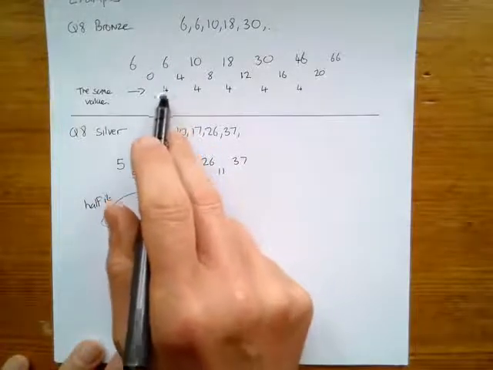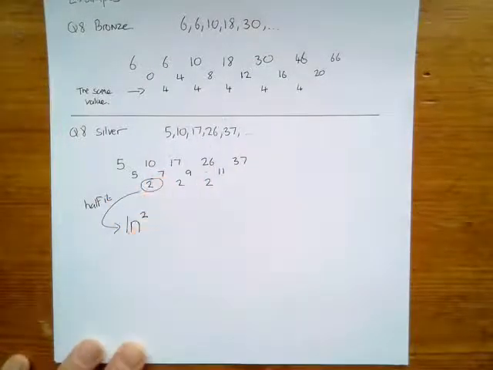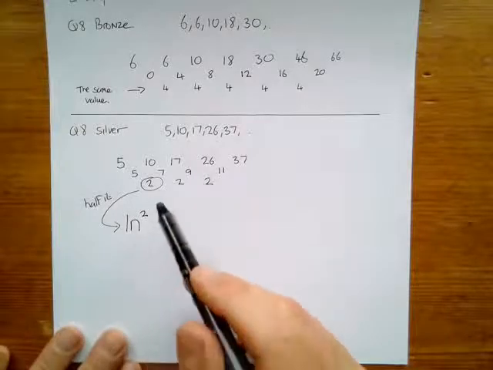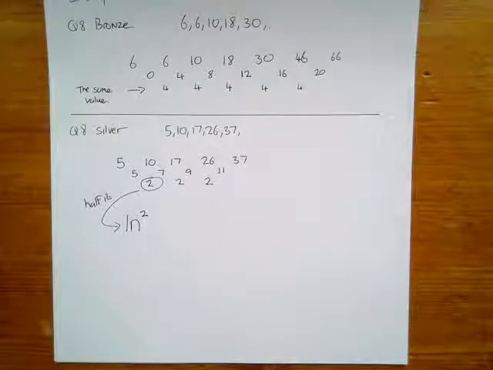Okay, it would be that halved, 2n squared. So this one is 1n squared. Okay, so I now know that part of the rule, not the whole rule, is n squared, or 1n squared. I'm just going to call it n squared from now on.